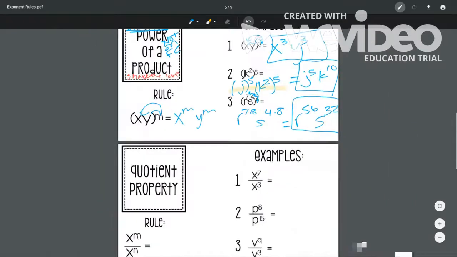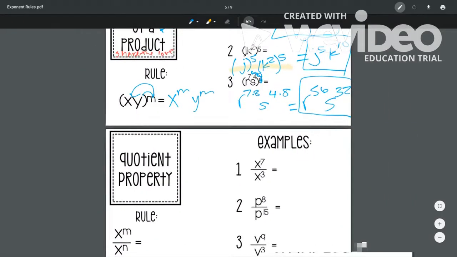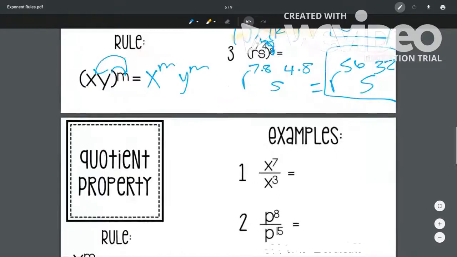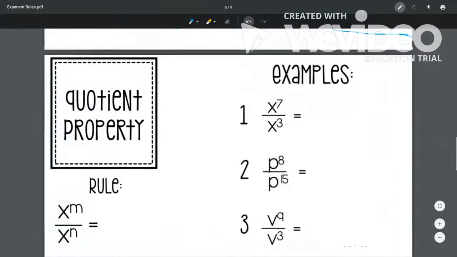All right, so we are going to move along, and this is going to be to the bottom side right here of our notes. And we're going to work on the quotient property. This one is similar to the product property. Product, you multiply. Quotient, you're dividing. They're opposites. When we were using the product property, they had the same base, but they were on the same level. On this one, you'll notice they have the same base, but they're on different levels.